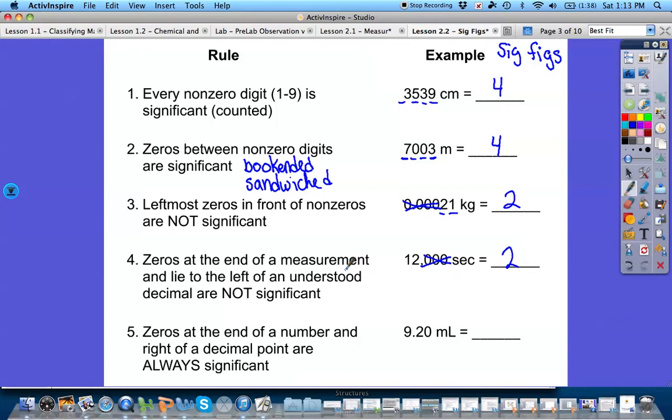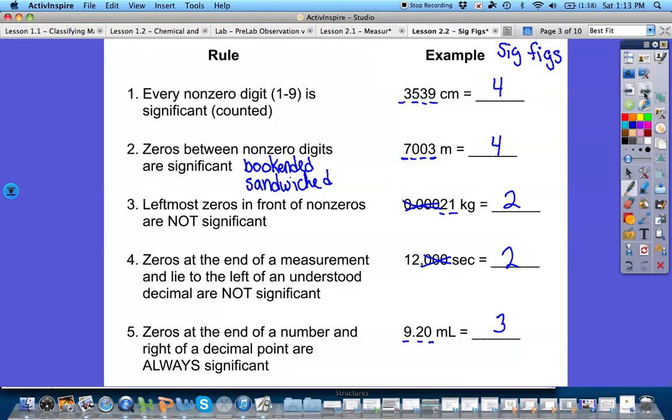And the fifth rule states that zeros at the end of a number and right of a decimal point are always significant. So 9.20 milliliters. Because of this decimal right here, all 3 of these digits are significant. So we have 3 significant figures in that number. So these rules will help you determine how many significant figures there are.